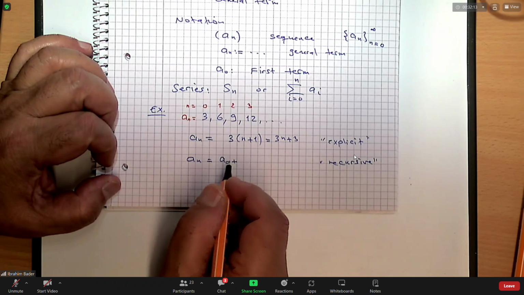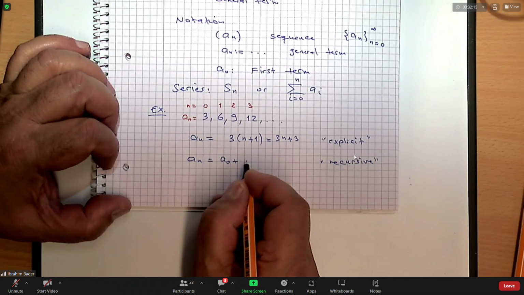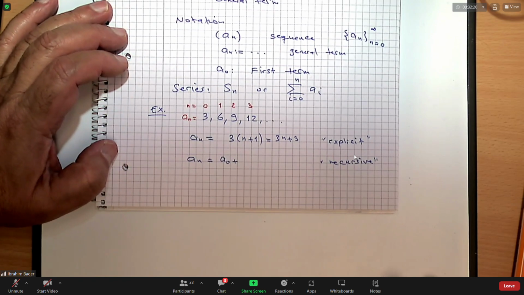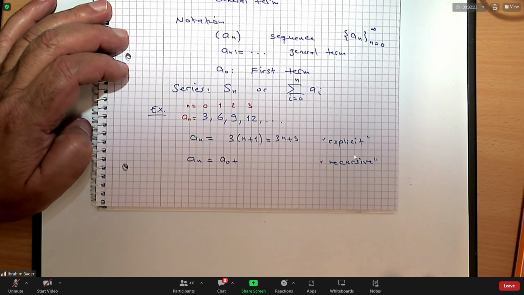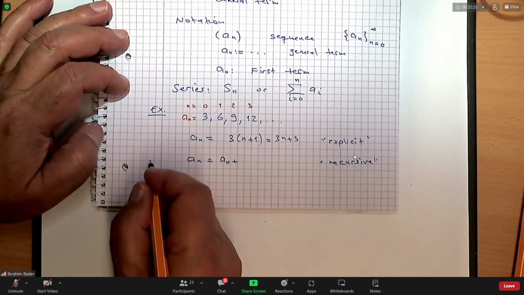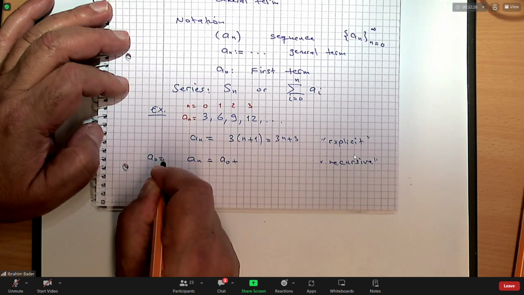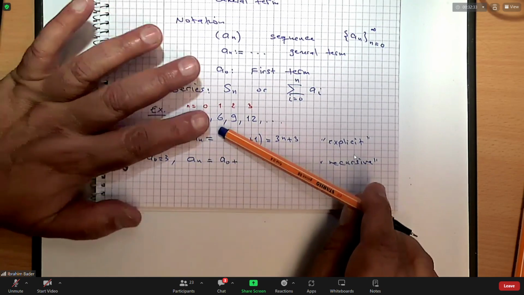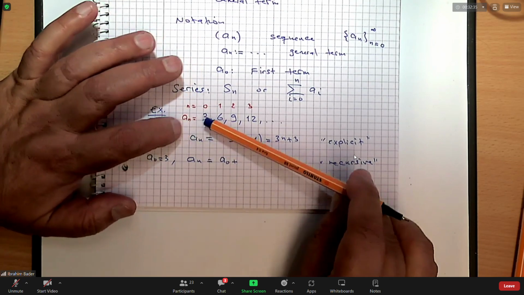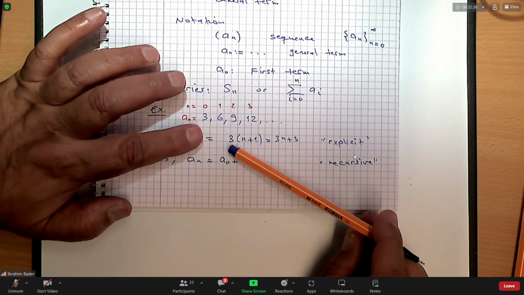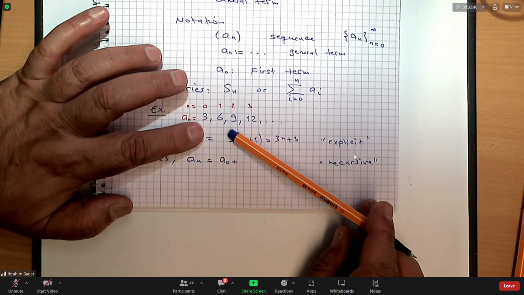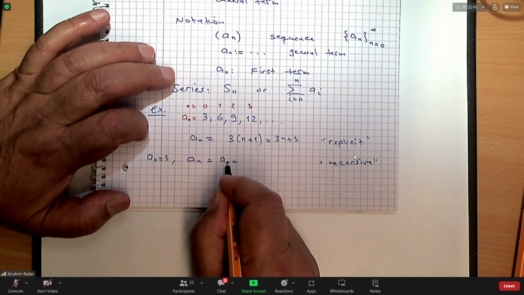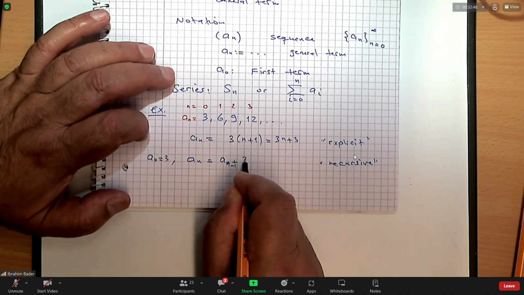So recursively, we will say A0. How will you talk about recursive? Anyone can think about it? So recursive, first of all, we will define the first element. Okay, the first element we defined. Then the second element is just the previous plus 3, right?